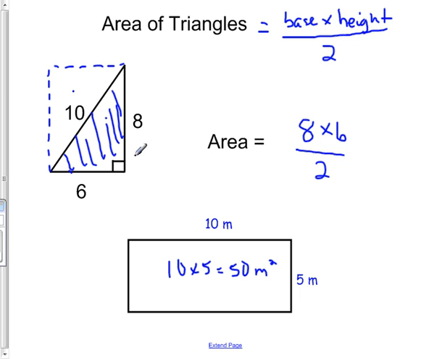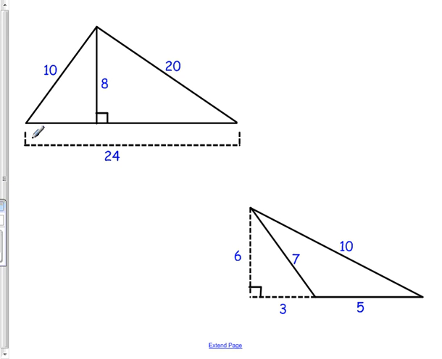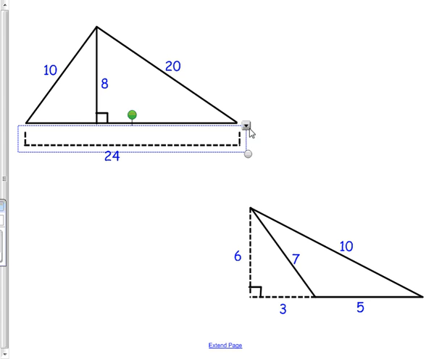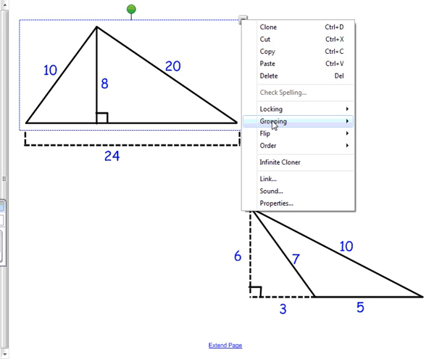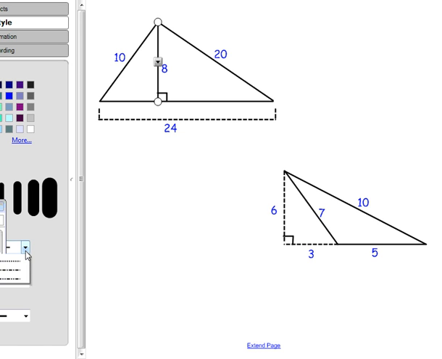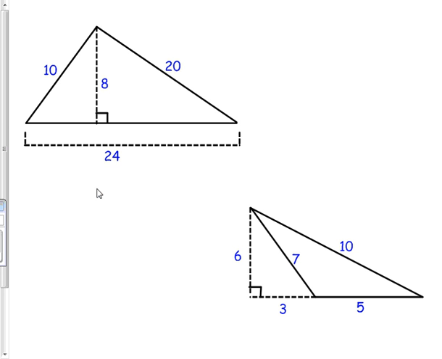Okay, so the problem is not all triangles are right triangles. But some of them will look like this, some might look like this, and we need to figure out what the area of each of these triangles are. So this triangle, and I'm talking about the overall triangle, so maybe what I'll do is I'll just ungroup this, then I'll just change this line so that it's dotted.